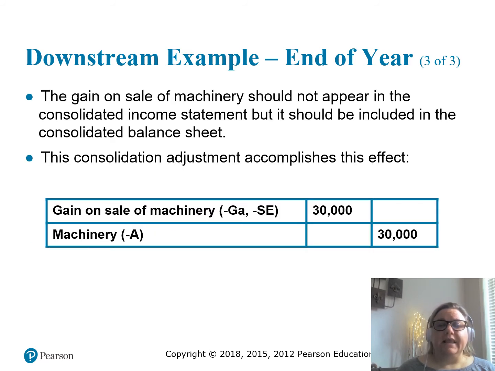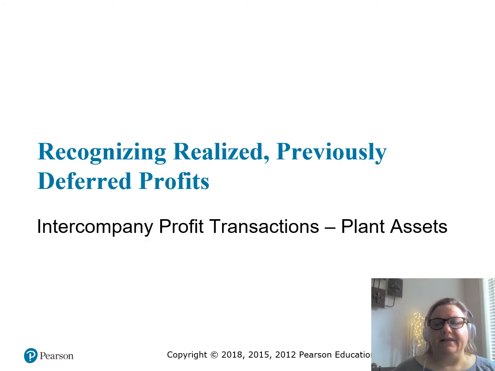All right, and then the gain won't appear in a consolidated income statement, but it will be included on the balance sheet. In the consolidation, the adjustment has this effect: you have a debit to the gain and a credit to the machinery. So it kind of looks like you have less machinery when you actually do have the machinery. You have to adjust out that gain.